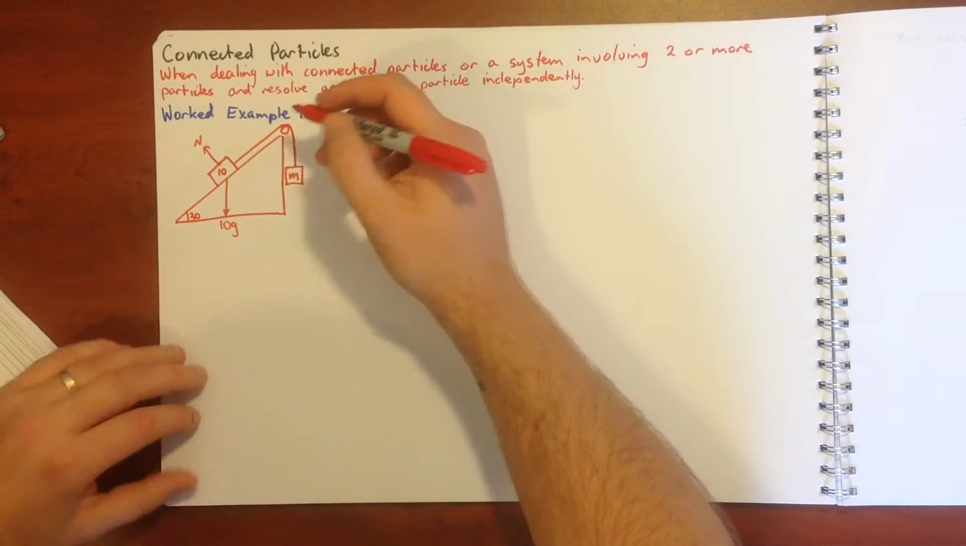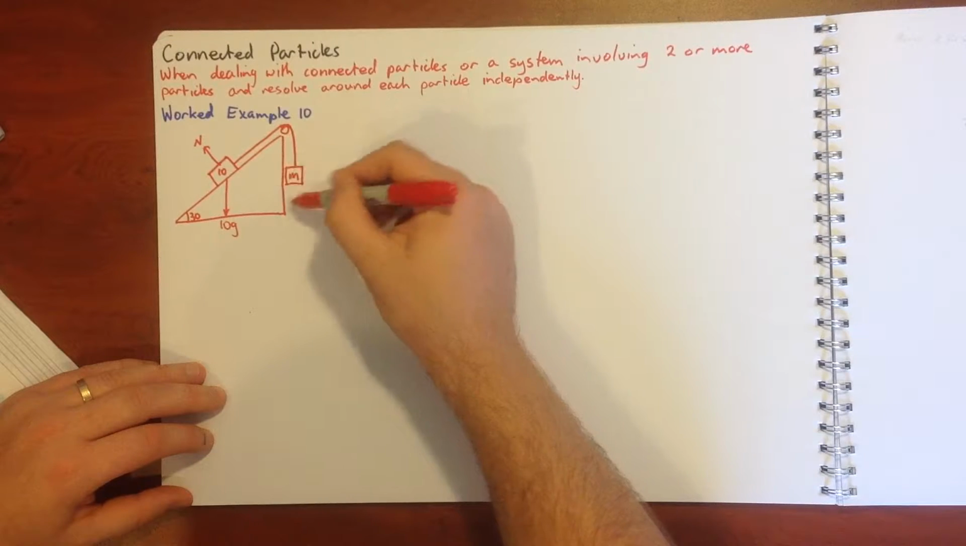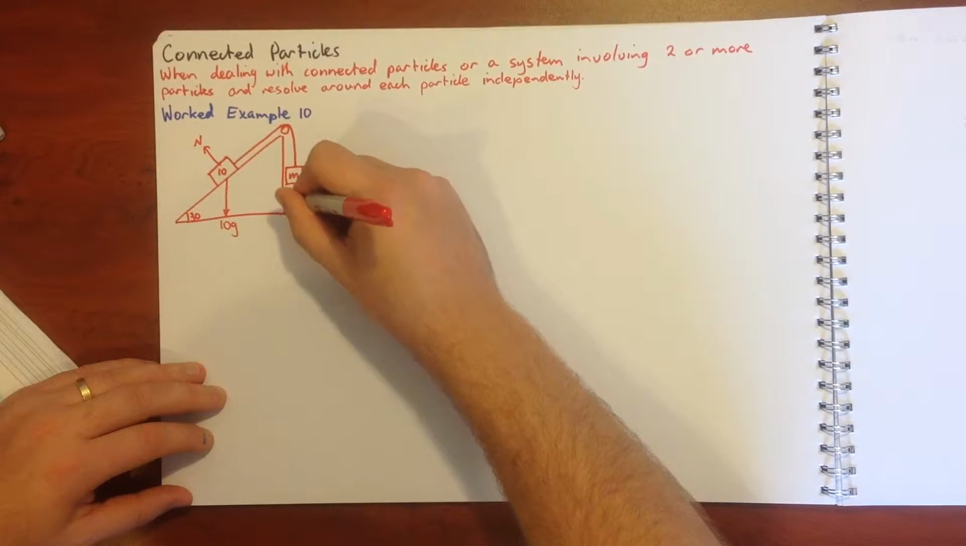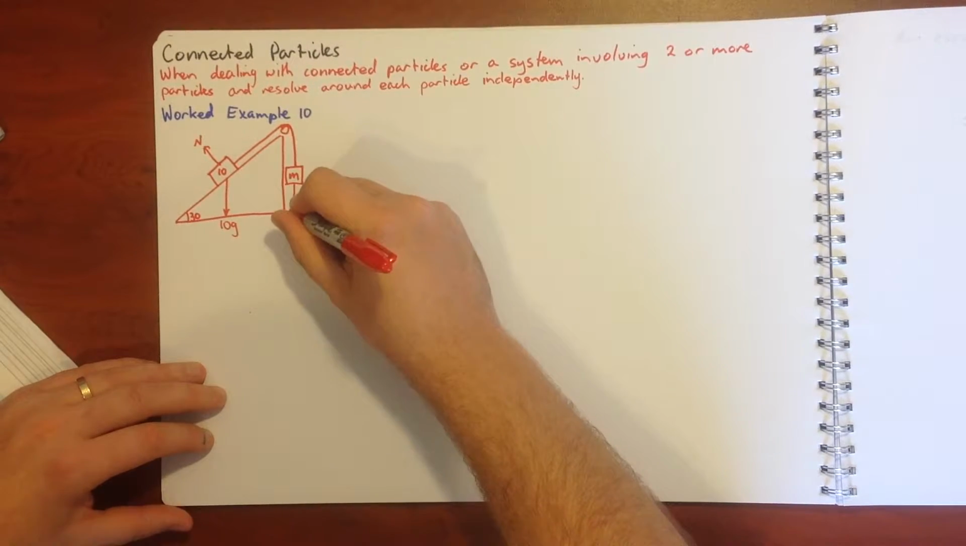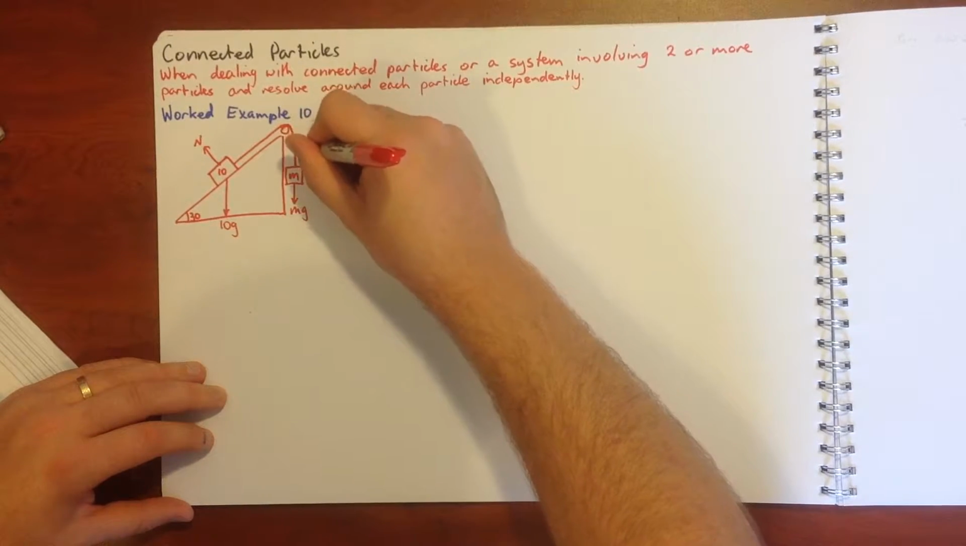So if we have a look at resolving this here, we're going to have a weight force of mg down, and we're going to have a tension force up.